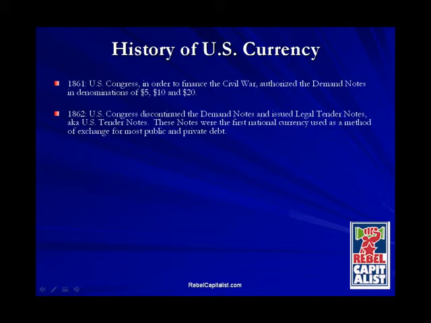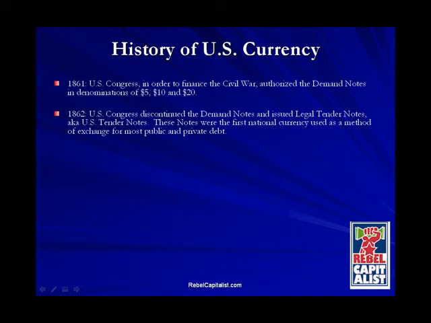Then in 1862, U.S. Congress discontinued those demand notes and issued what were called legal tender notes, or U.S. tender notes. These notes were the first national currency used as a method of exchange for most public and private debt. What's important to understand here is that during this time you had all these state chartered banks and unchartered banks issuing their own currencies, their own notes, redeemable in gold or something of value. So you had all of this paper currency out there, these tender notes.